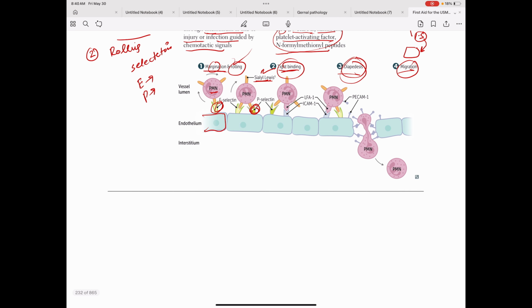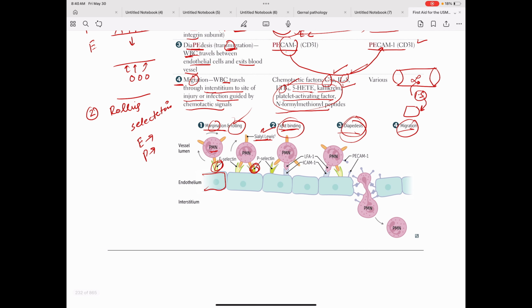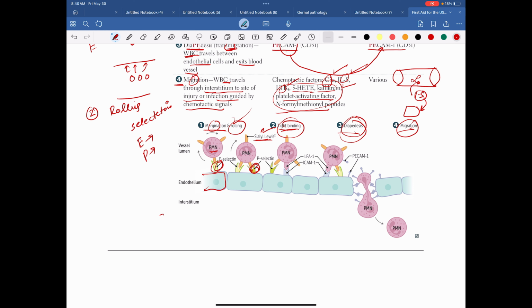Let me check on the next page if they mention it there or not. So basically here they skip one step, that is the phagocytosis. The fifth step is phagocytosis, which you can also write in your book.